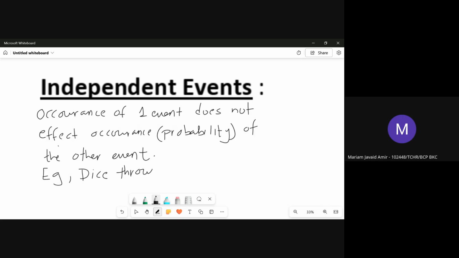Same is the case of a coin flip. Head आया तो दूसरी दफा head भी आ सकता है, tail भी आ सकता है. ऐसा नहीं होगा कि पहली दफा head आ गया तो दूसरी दफा head आने के chances कम हो जाएंगे. The probability of head or tail would always stay half. It's not going to change. So a coin flip is also an example of independent events.